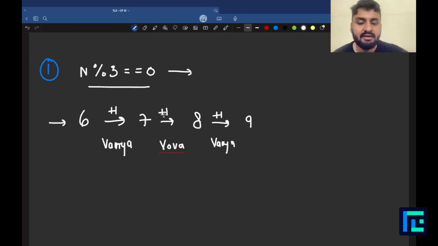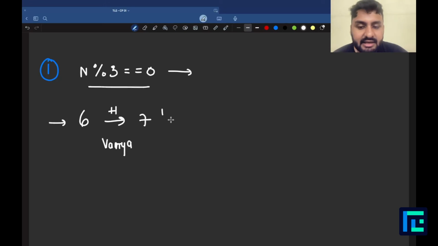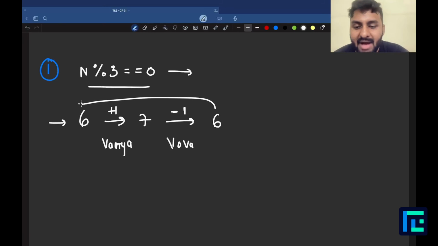If he wants to win, will he do a +1? No. What he'll ideally do to win is try to counter whatever Vanya did. He'll say, okay, if Vanya did +1, I'll do a -1 and take this number back to 6. That's Vova's turn. And now you're again back to 6.